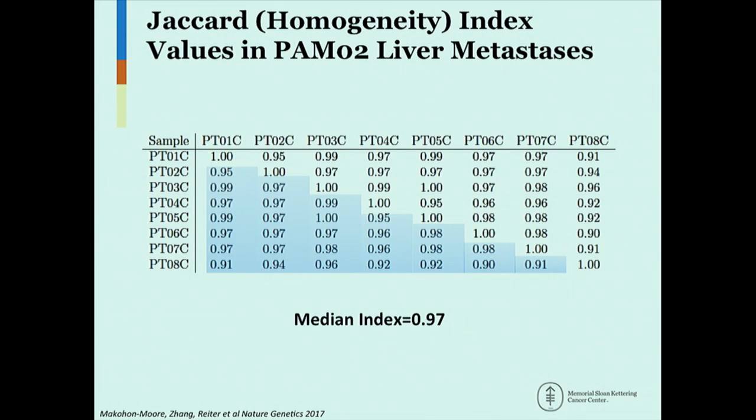Now, we did find heterogeneity, if you use it in the sense of any difference. We did find heterogeneity between different samples. So this is one person where it's a Jaccard index. You're just looking at the fraction shared over all mutations between the two of them. And you see the numbers are very high, with a median index of 0.97 of all mutations that are shared among everybody. Now, are these mutations important?